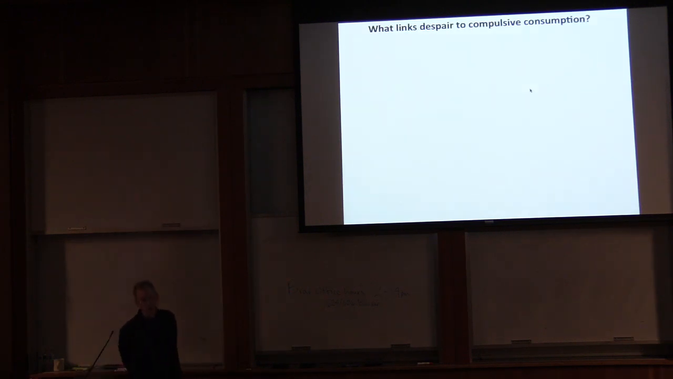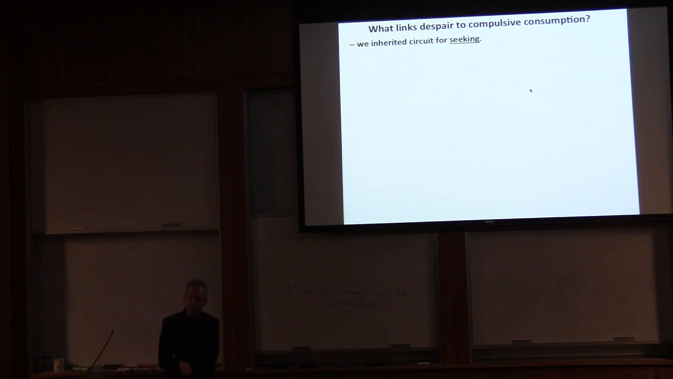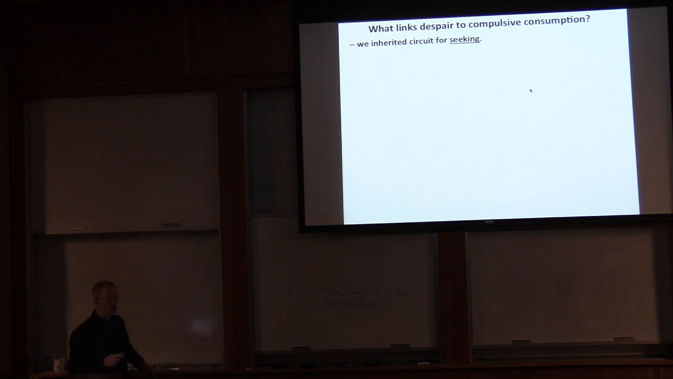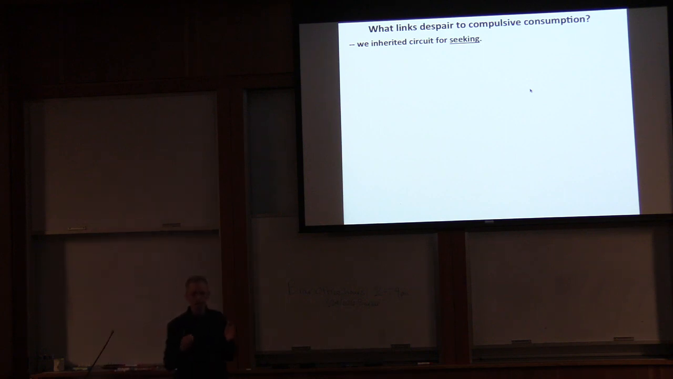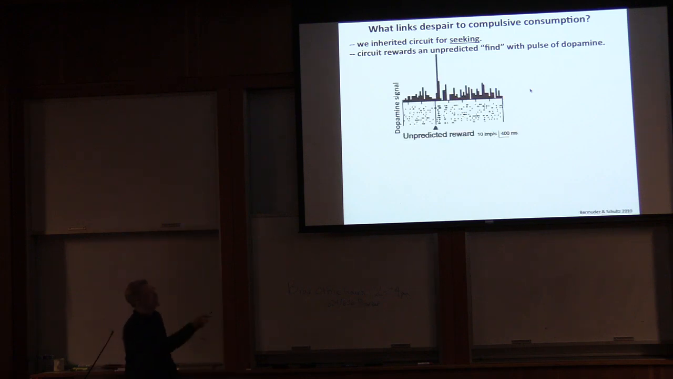So what links despair to the sort of compulsive consumption that we are familiar with? Well, for one thing, we inherited from worms, before C. elegans, the first bilateral worm had a brain circuit for seeking food, seeking mates, salt, all of its needs, the right temperature, comfort. And each time the organism encounters something that satisfies the seeking, you get a pulse of dopamine.